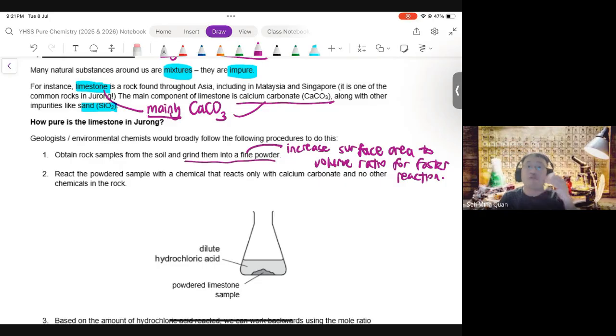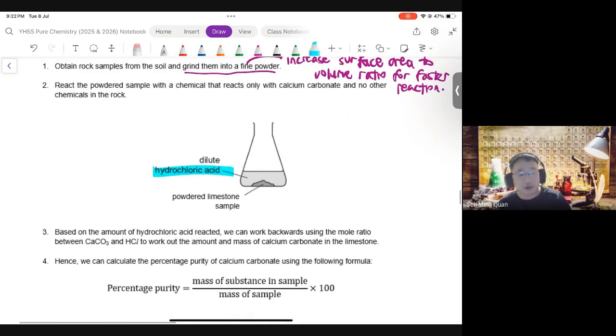Now, the next step is to react the powdered rock sample with something which only reacts with calcium carbonate. The best example is hydrochloric acid. Any acid, such as hydrochloric acid, will react with the carbonate present in limestone. And of course, based on the amount of hydrochloric acid, you can use mole concept, mole ratio to work backwards to find out the number of moles of calcium carbonate and hence the mass of calcium carbonate present in the sample.